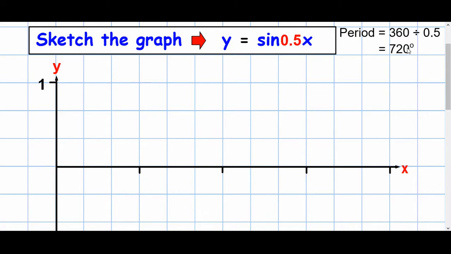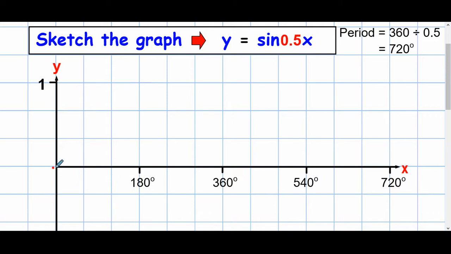So it's going to give us 720. So the end of this graph is actually 720. The midpoint will be 360. Half of that will be 180. Add these two together and you'll get your 540. Again, plot your main points.